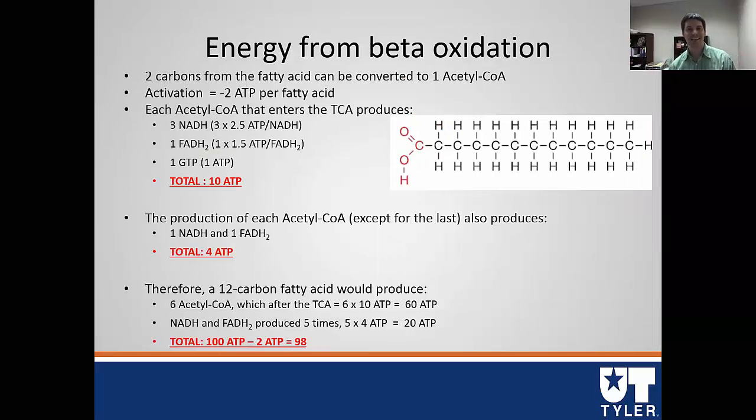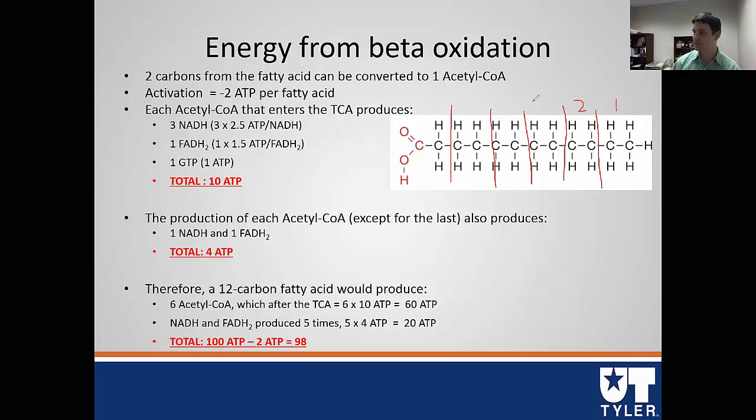So let's look at the energy that we can generate from beta oxidation. Again, the idea is that we chop this fatty acid into 2 carbon segments. So I'm going to go ahead and do that now. There's a 2 carbon segment. There's a 2 carbon. So let's now count how many 2 carbon segments we have.